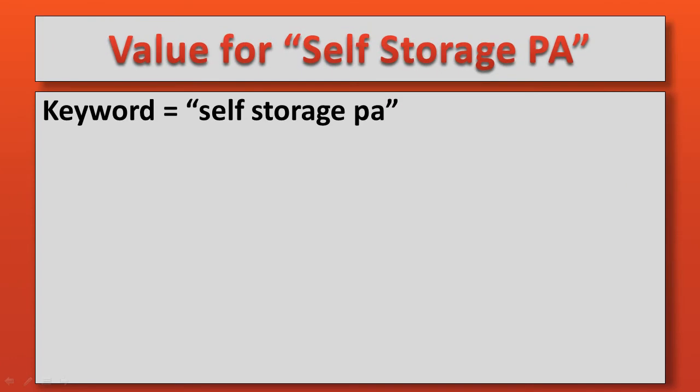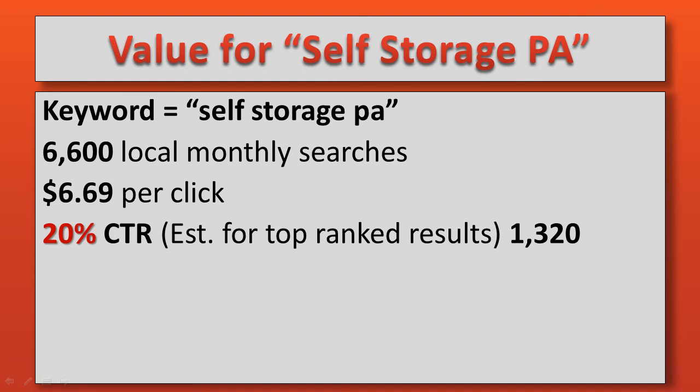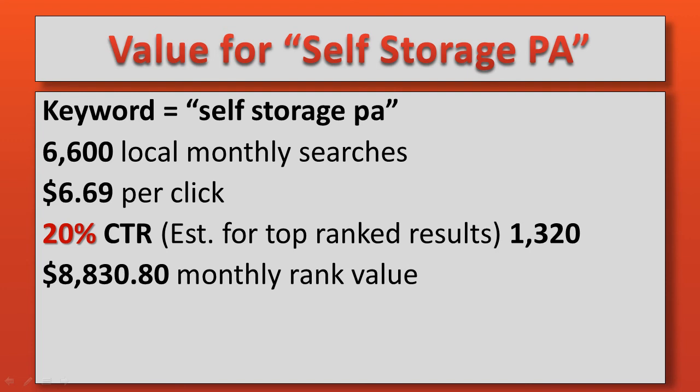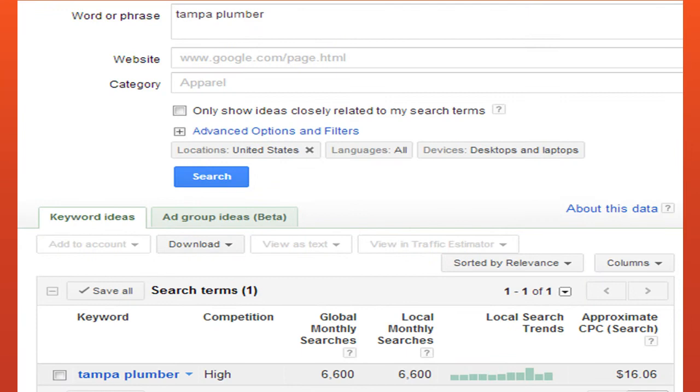So let's put some value to this. The keyword is self-storage PA, roughly 6,600 local monthly searches at $6.69 per click. Well, let's say you have a 20% click-through ratio, and that's a pretty good estimate for top-ranked results. That's 1,320 clicks per month. So you're looking at a rank value of $8,838 just for a Google Plus page. Crazy, huh? But again, that's only one key phrase, and everybody wants to optimize for more than one key phrase. Well, again, you can do that with a Google Plus page as well.